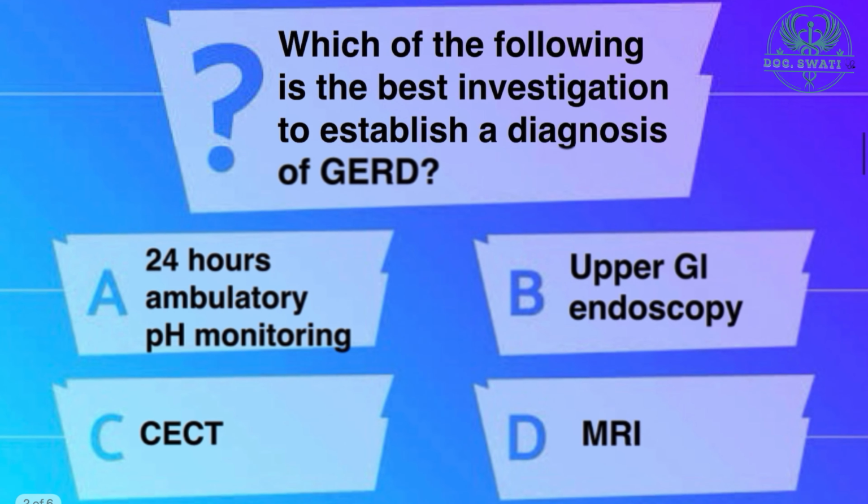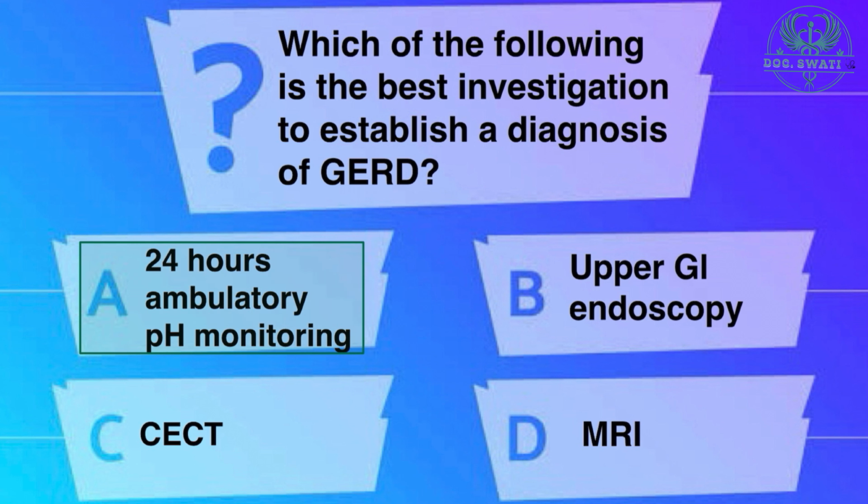Now let's solve a few MCQs and learn more about GERD. Which of the following is the best investigation to establish a diagnosis of GERD? Option A, 24 hours ambulatory pH monitoring. Option B, upper GI endoscopy. Option C, CECT. Or option D, MRI. So which option according to you is the correct one? Well, yes, option A, 24 hours ambulatory pH monitoring is the correct answer.